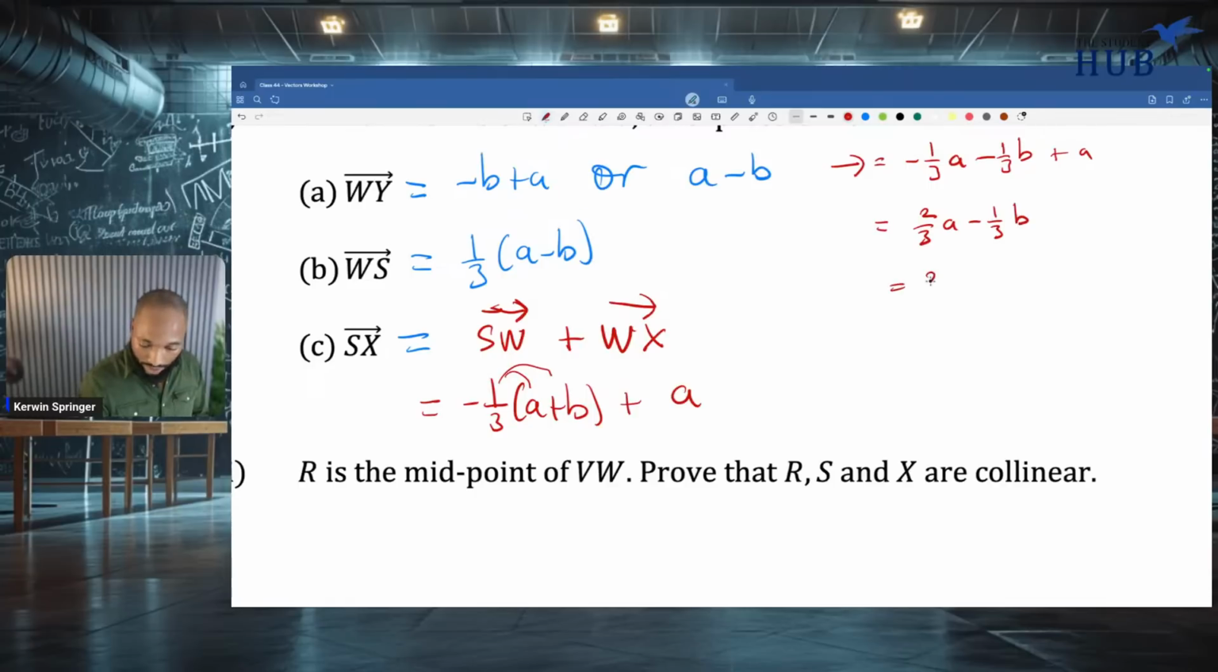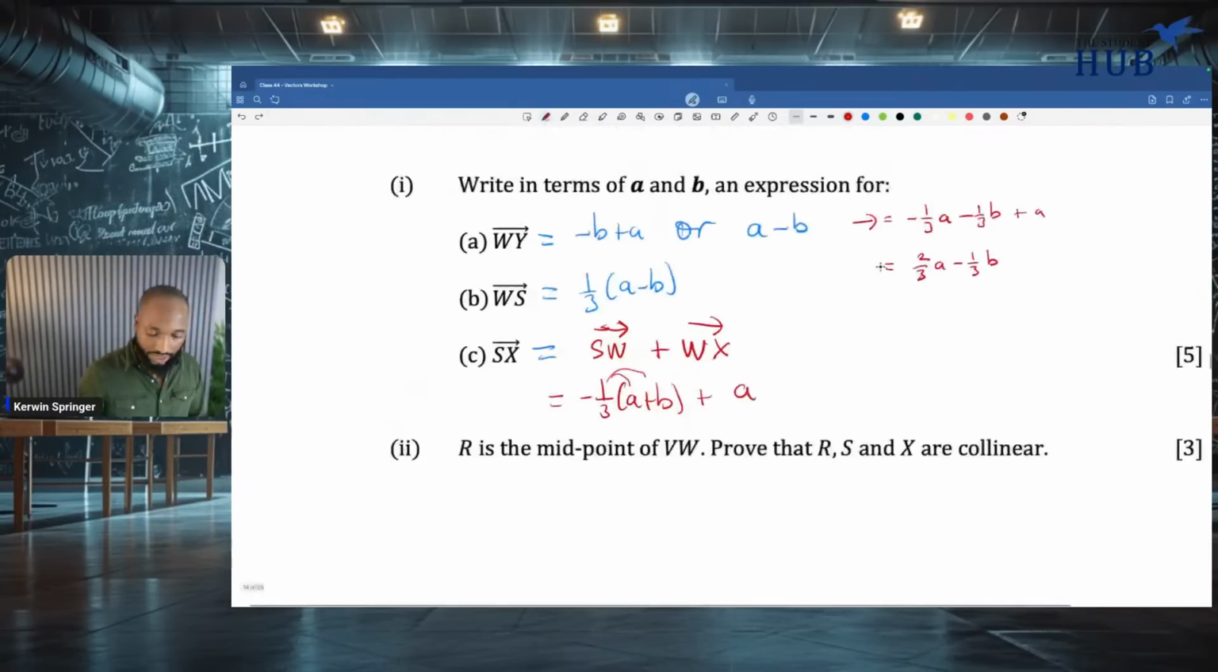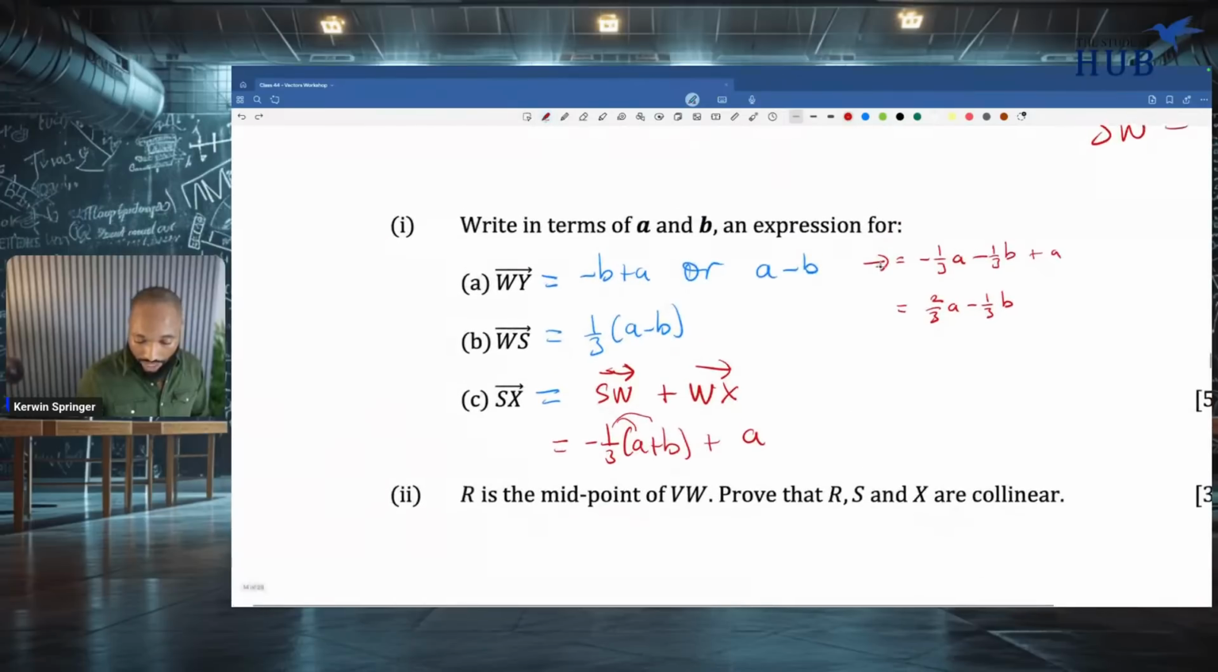Another way to write this would be 1/3 of 2A minus B, or 2A minus B all over 3, or any way you want to write it. But let's stop right there. Let's see where they want to take this. You get full marks for that, right?